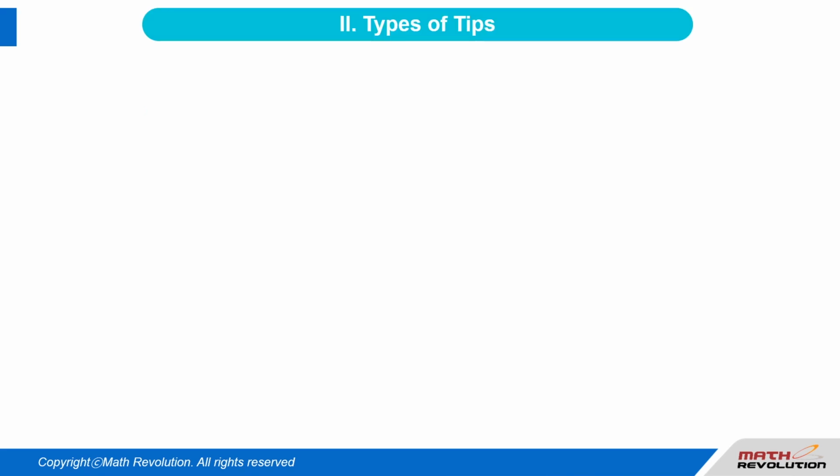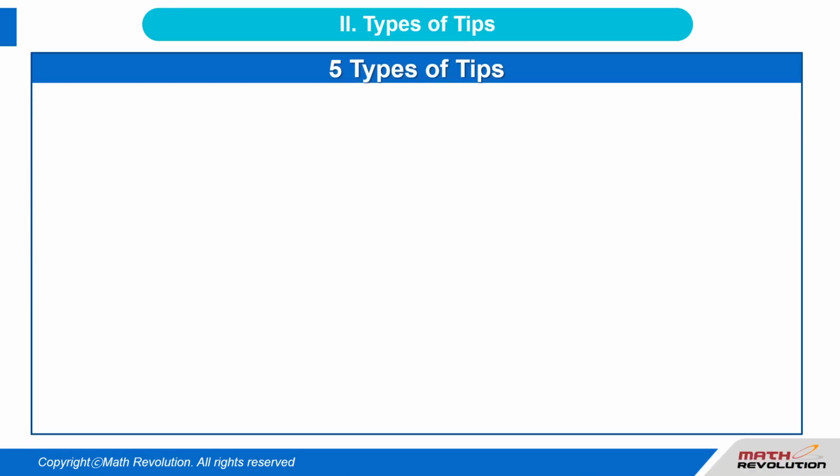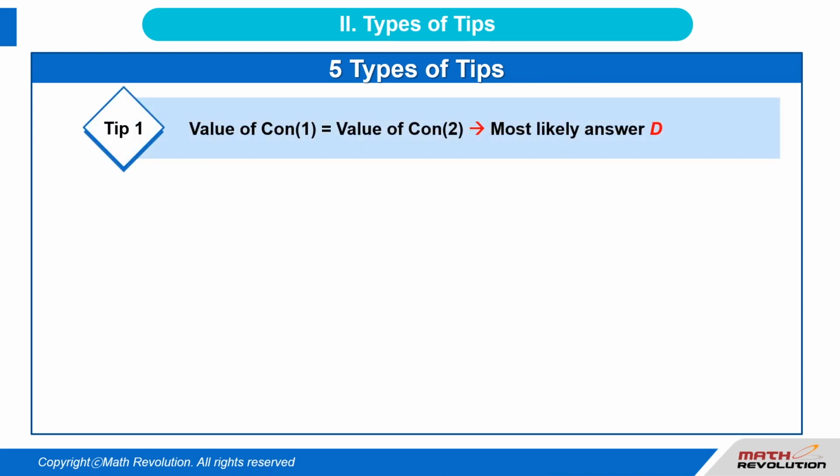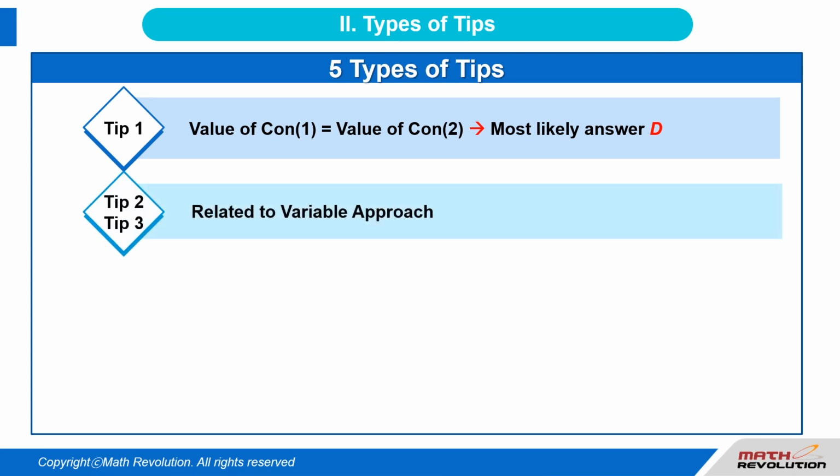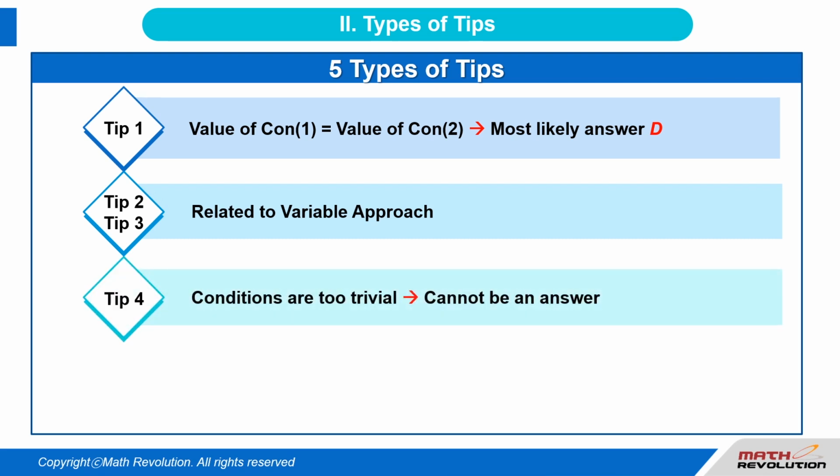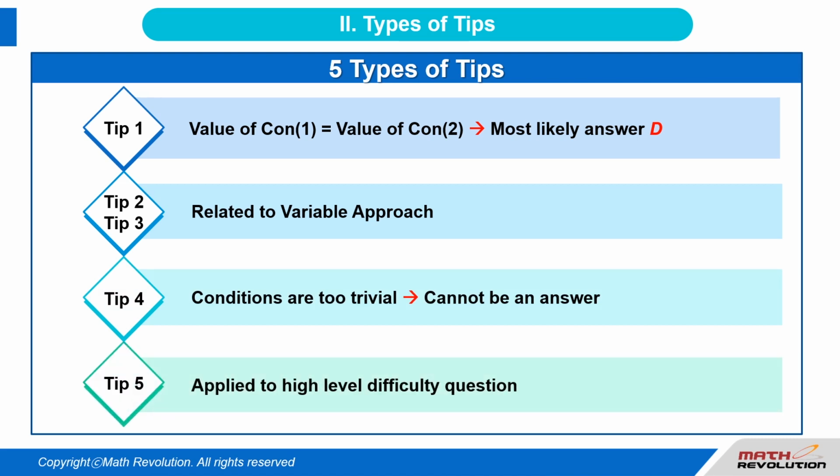2. Types of tips. I have devised 5 types of tips. Tip 1 states that if the value of condition 1 and the value of condition 2 are the same, then D would be the most probable answer. Tip 2 and Tip 3 are related to the variable approach. Tip 4 states that if the conditions are too trivial, they cannot be the answer, while Tip 5 applies to the high-level difficulty questions.